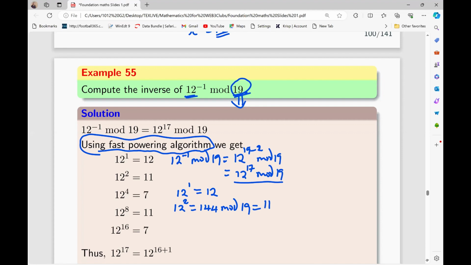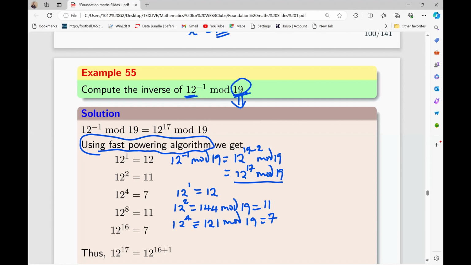Now square this line to get the next line. When you square it, you have 12 raised to 4 is congruent to the square of 11, which is 121. And we are doing it mod 19. So what do we get? Mod 19 means divide by 19 and note the remainder. Suppose there's somebody who is new and doesn't know what we are doing, that's what mod 19 means. That divides by 19 6 times, and the remainder is 7.